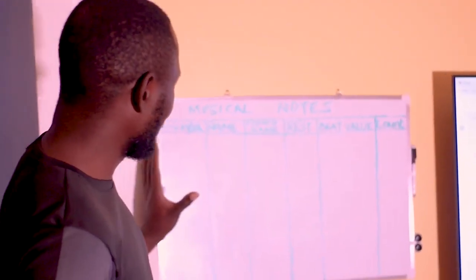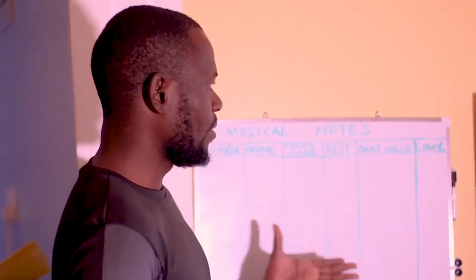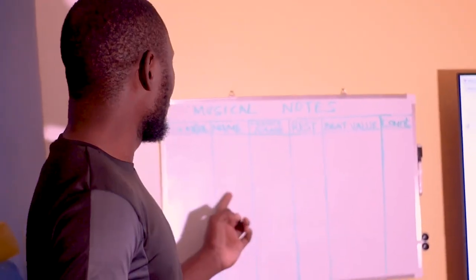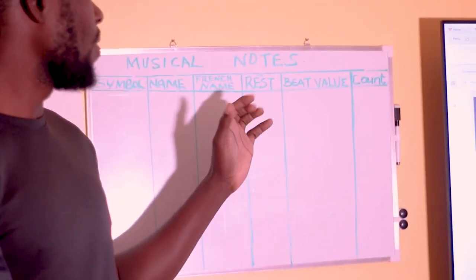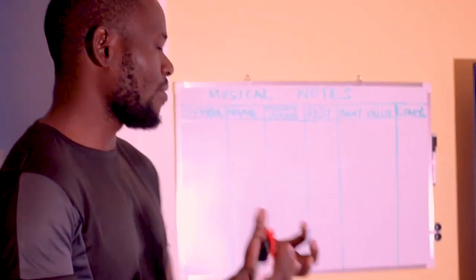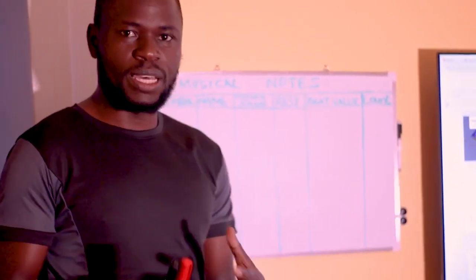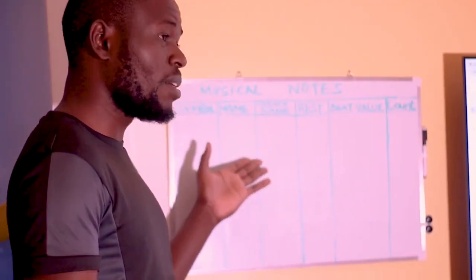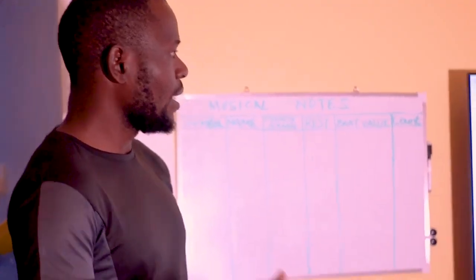Today is a musical lesson, and mostly it is going to cover musical notes and their value. We shall start with the name, symbol, French name, rest, beat value, then the count of the beats. We need to get the difference between beat value and the count. Then we have French names, rests, the English name of the note, and the symbol of the beat. So let's start.